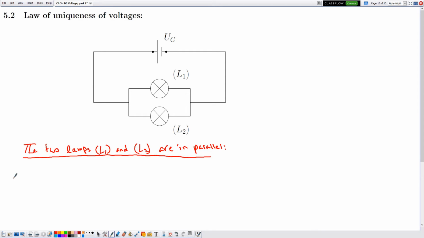Now we need to mention the law. According to the law of uniqueness of voltages, they have the same voltage.